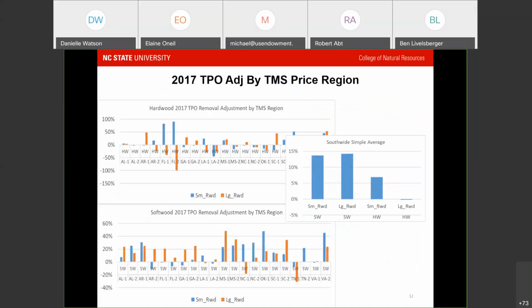This is the 2017 data. The top graph is hardwoods, and this is by Timber Mart South price region. So these are sort of half state regions. And I guess the thing to note is you can see on the bottom graph, which is softwood, and the large roundwood is orange and the blue is the small roundwood, all really big upward trend in softwoods almost universally, in both pulp and saw timber.